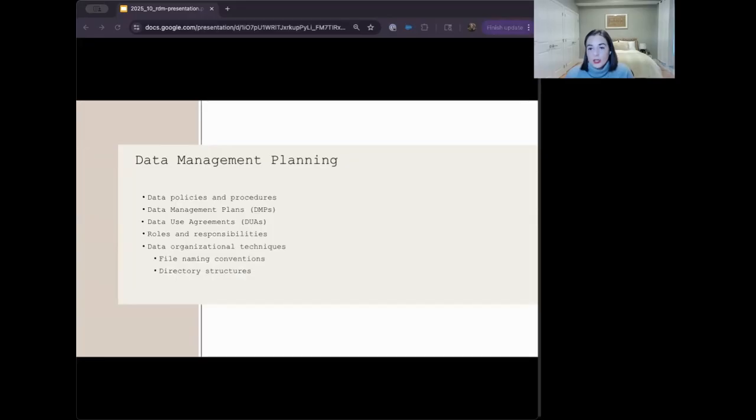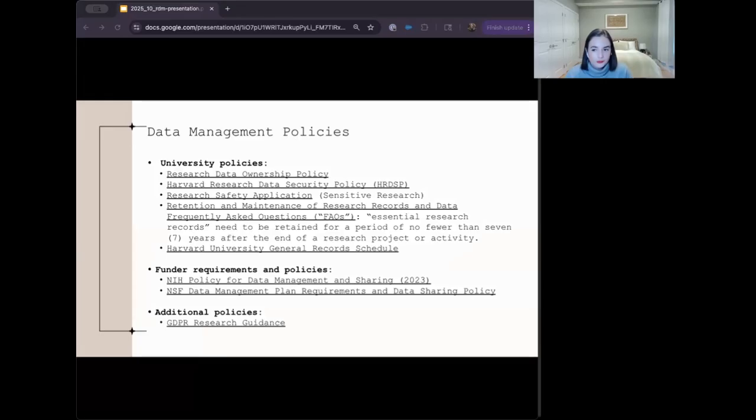So now that we understand what research data management is, what we're qualifying as scientific research data, we should review what data management policies and procedures apply here at the university. We'll talk about how to draft a data management and sharing plan, which is required by certain funders. We'll talk about data use agreements or DUAs and how they might apply to your research project. We'll talk about roles and responsibilities within the lab related to data management. And then I have some suggestions for how to organize your data, including file naming conventions and directory structures.